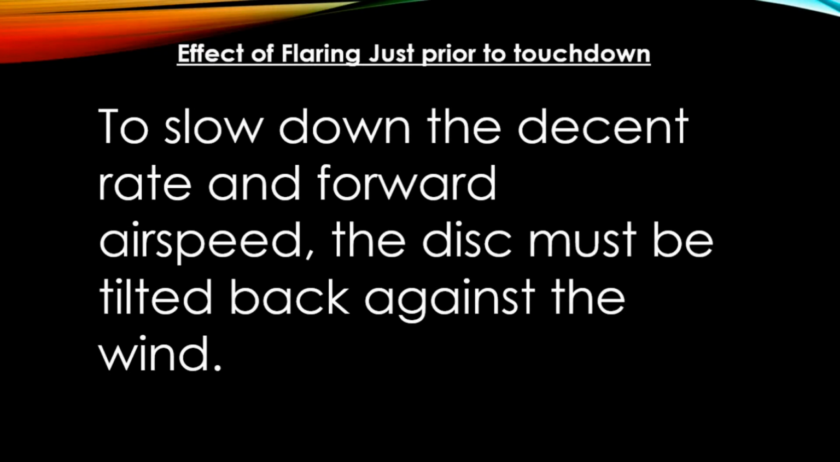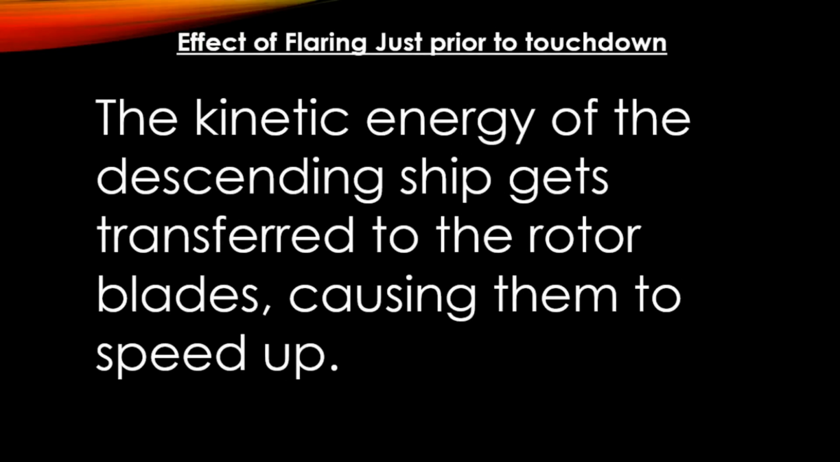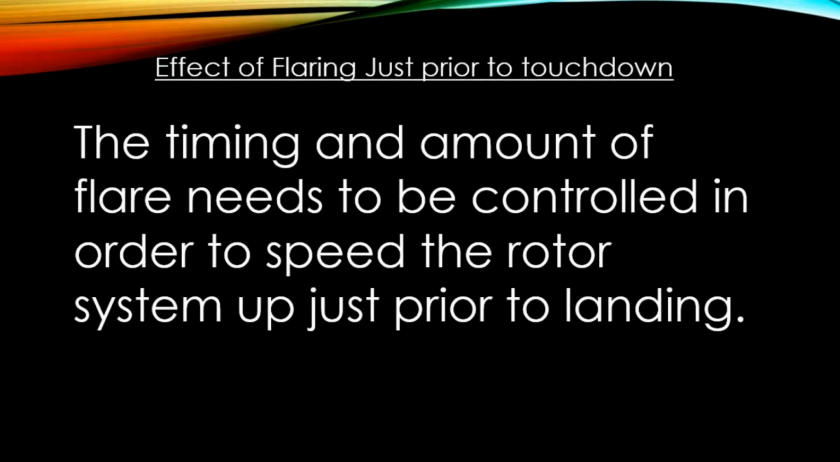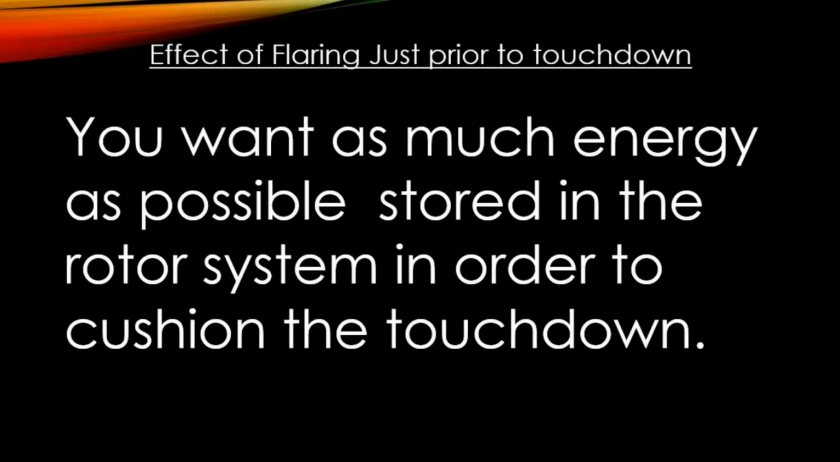Effects of flares. In order to slow down both the descent rate and forward airspeed, the disc must be tilted back against the wind. The energy of the descending ship gets transferred to the rotor blades, causing them to speed up. The timing and amount of flare must be controlled in order to speed the rotor system up just prior to landing, so as much energy as possible is stored in the rotor system in order to cushion the touchdown.